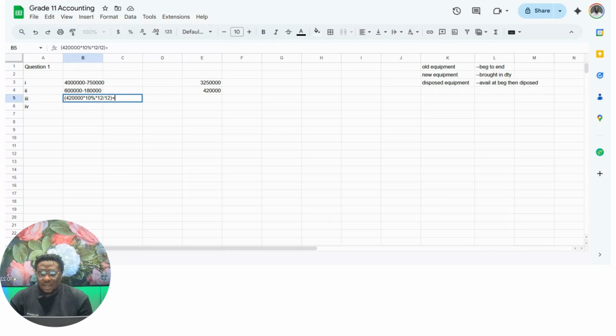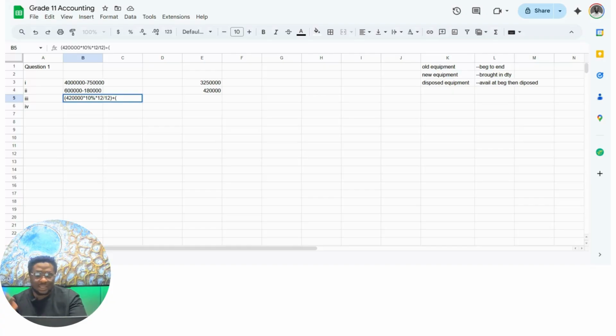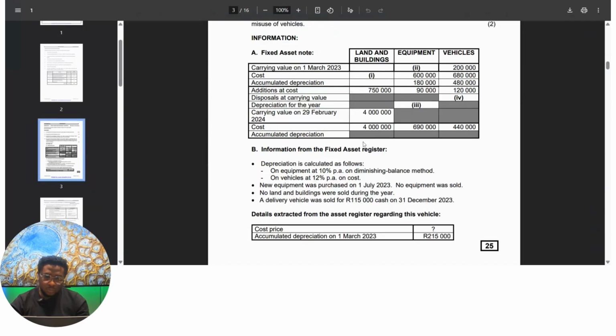After that, we're going to add the equipment that was brought in during the year. It had a cost of 90,000. At the time it is brought in, it cannot possibly have accumulated depreciation, so the cost minus accumulated depreciation is the 90,000 it was bought for minus zero. Then we multiply by 10%, but we have to acknowledge an apportionment for the months that the equipment was in the business. It was brought in on the 1st of July 2023.